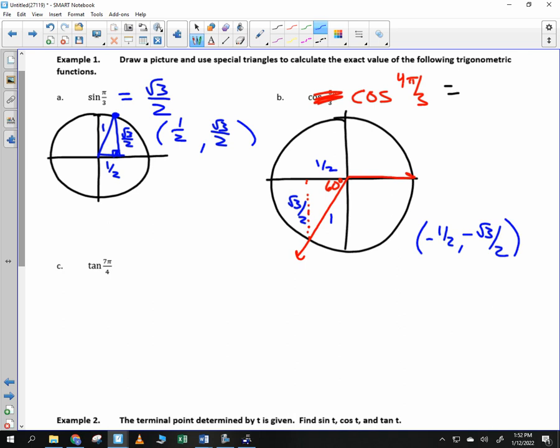So I'm looking for the cosine value. What's the cosine value? X. So the cosine of 4 pi over 3 is negative 1/2.